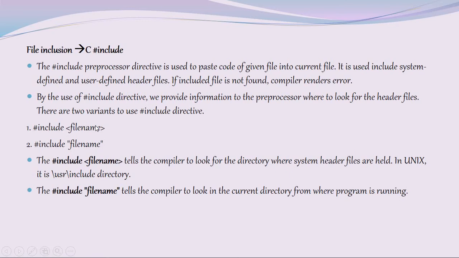Here are the two variant ways in which we can include a file in our program. #include <file name>, or #include with the file name within double quotes. If you choose the first way, it tells the compiler to look in the directory where the system header files are held. In Unix it is held in the /usr/include directory. If it is given as #include "file name", it asks the compiler to look in the current directory where the program is running. So these are the two variants in which you can include a file in the program.